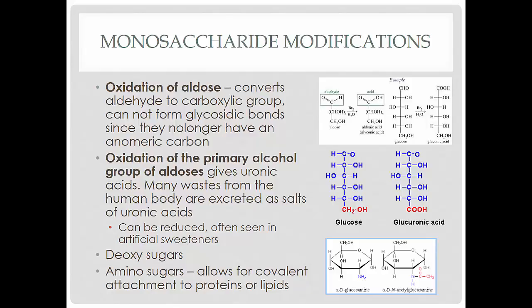Another modification we see often are deoxysugars, such as we see in deoxyribonucleic acids. Also, amino modifications on sugars allow for covalent attachment of sugars to proteins or lipids, such as we often see on the plasma membranes of cells.